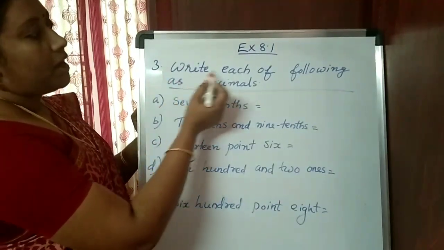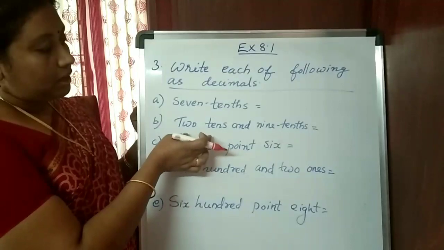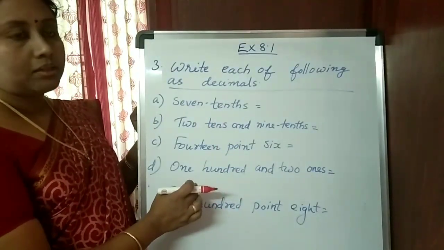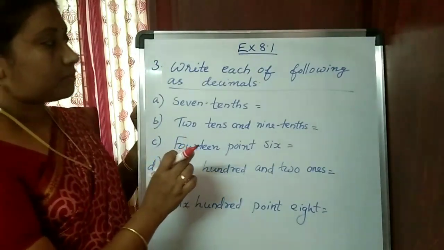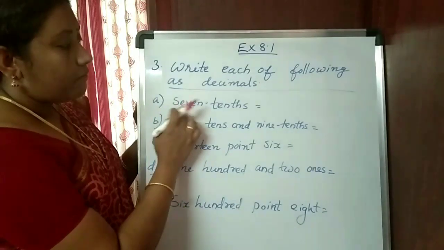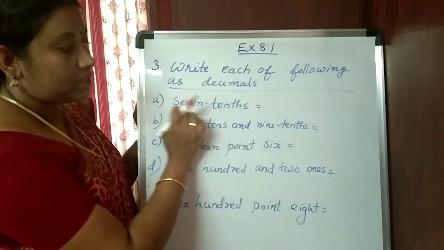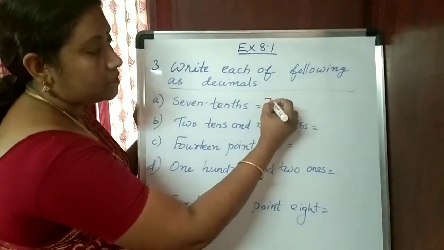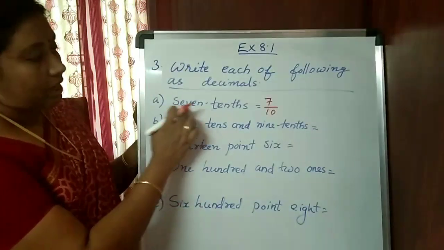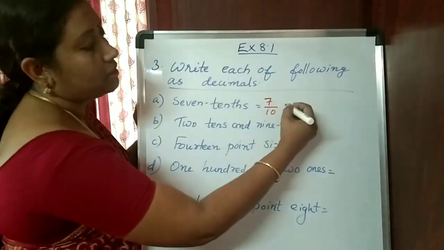Third question, write each of the following as decimals. Here the number name is given. You write these numbers in figures. How will you write this in figures? 7 tenths. What is the fractional form of this 7 tenths? This way you write 7 tenths in fractional form. Tenths means 1 by 10. So 7/10 is this one.